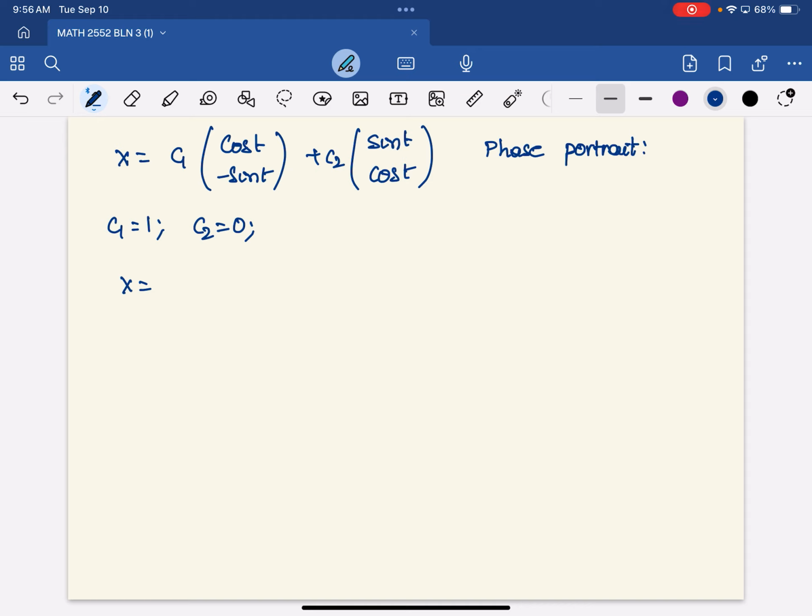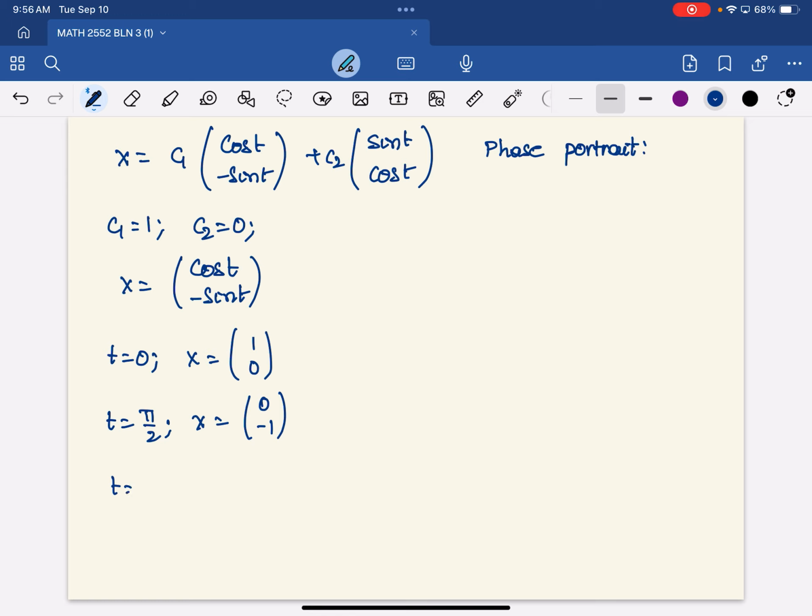So then my x is going to be cosine t, negative sine t, right? So when my t equals 0, my solution is really 1 and 0. When t equals pi over 2, my solution is 0 and negative 1. When t equals pi, my solution is negative 1 and 0. When t is 3 pi over 2, if I make mistakes, let me know, 0 and positive 1.